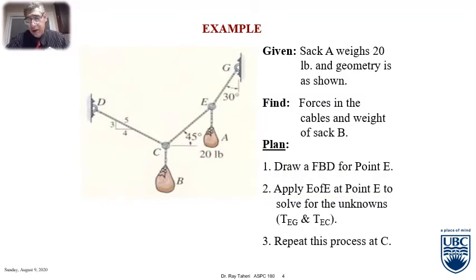So let me continue. Draw the free body diagram at point E first, and then you calculate the forces TEG and TEC. Then when you have TEC, you draw the free body diagram at point C and write the equations of equilibrium. With the force TEC, which is equal to TCE, you can simply solve the other two unknowns, which are the weight of sack B as well as the force TCD. Let me write these values.